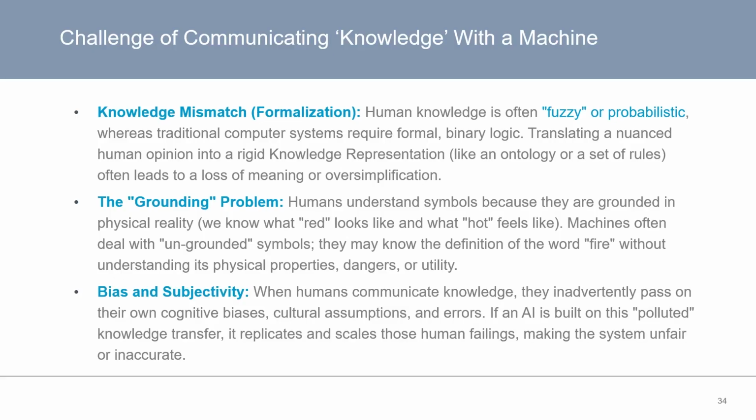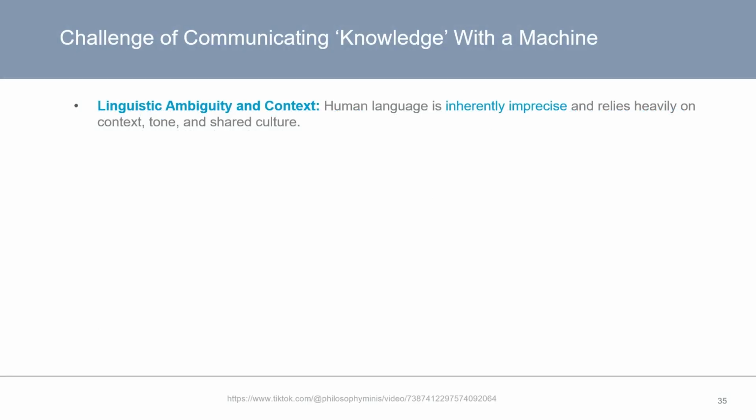Bias and subjectivity. When humans communicate knowledge, they inadvertently pass on their own cognitive biases, cultural assumptions, and errors. If an AI is built on this polluted knowledge transfer, it can replicate and scale those human failings, making the system unfair or inaccurate. And the last knowledge communication challenge we'll mention is that of linguistic ambiguity and context.